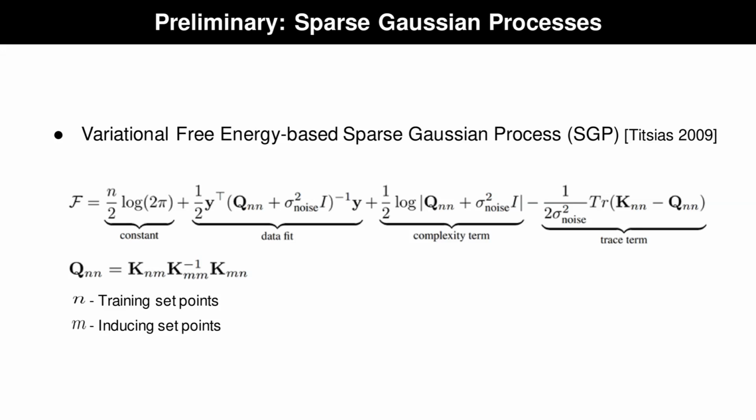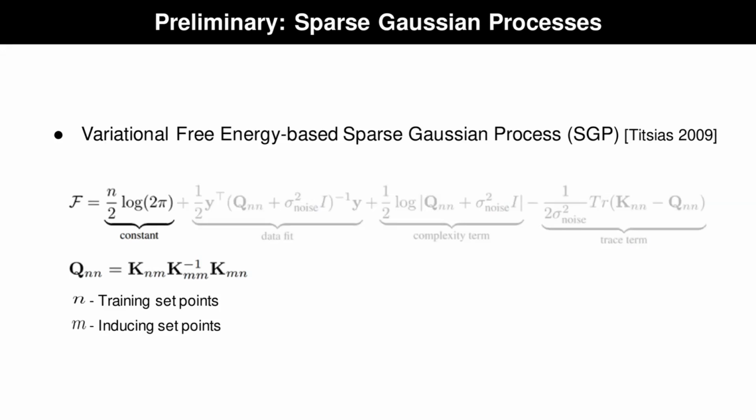The method's objective function is shown here. The k-terms represent covariance matrices, with the subscript n denoting the training set points and the subscript m indicating the inducing points used for covariance computation. This objective function has 4 key components. The first term is just a constant, so we can ignore it. The second term determines how well we predict the labels of the training set.